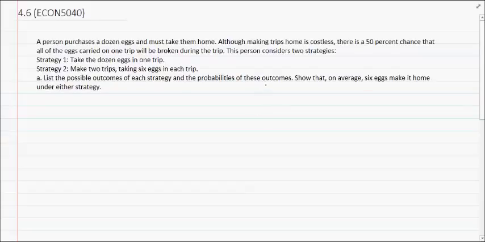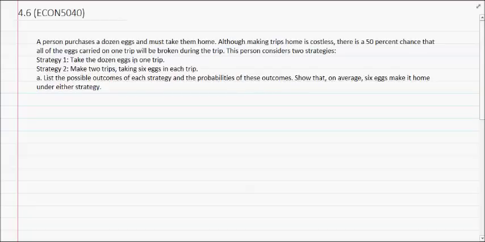Okay, so we're going to do question 4.6. A person purchases a dozen eggs and must take them home. Although making trips home is costless, there is a 50% chance that all of the eggs carried on one trip will be broken during the trip. So the person considers two strategies.